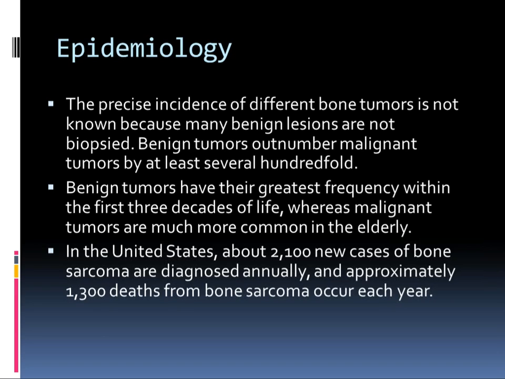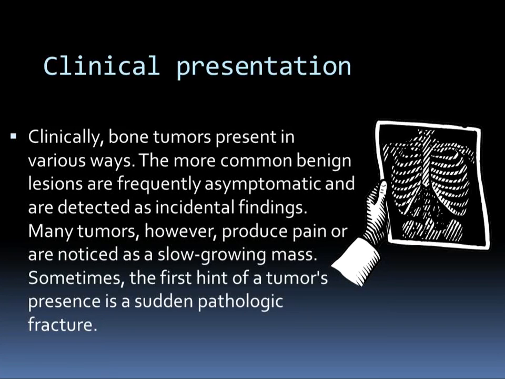Benign tumors have their greatest frequency within the first 3 decades of life, whereas malignant tumors are much more common in elderly people. Of course, coming to the US study, so many cases are diagnosed every year. Of course, it's not related to us.